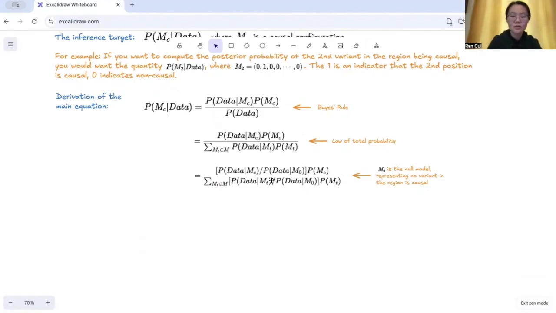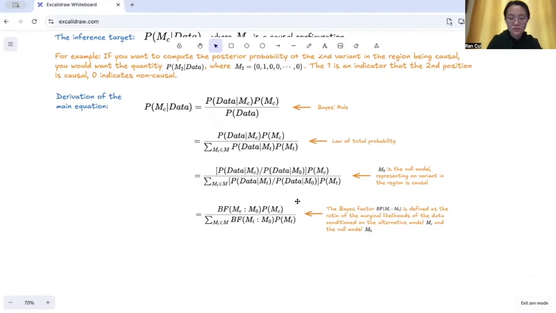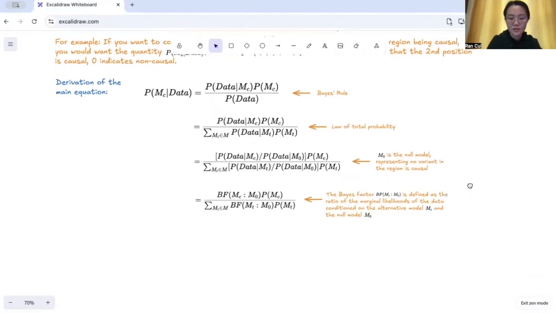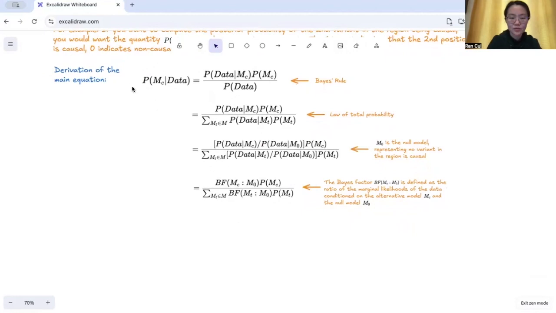So why are we doing this? This looks like the equation is getting longer and longer. Is it helping us? Well, yeah, actually, it is, because now we can express this posterior probability in terms of Bayes factors. So the definition of Bayes factor is the ratio of the marginal likelihood of the data conditioned on the alternative model MC and the null model. So basically I'm saying that this fraction here is just a Bayes factor. So I'm rewriting everything in terms of Bayes factor.